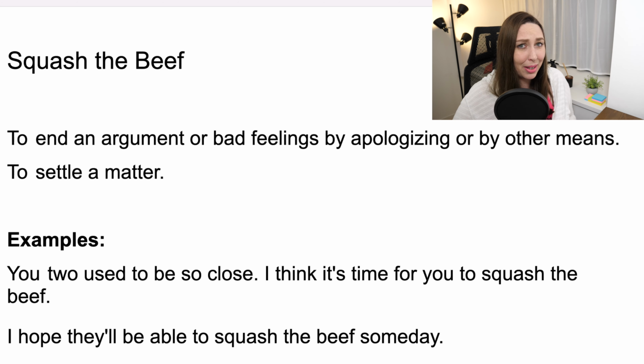Next one is fairly new compared to the others. This is squash the beef. Squash the beef. So this is a kind of slang expression that's become popular in the last, I would say, 10 years or so. So if you squash the beef, that means to end an argument or bad feelings by apologizing or by other means. So in some way you apologize and you end the fight, you end the argument. To squash the beef also means to settle a matter. Okay, so maybe you have some disagreements, but you're able to apologize and move on from that.